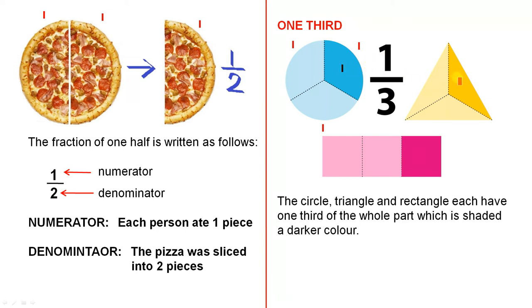The same for the triangle. We're considering this dark section, and the triangle has been divided into 3 equal parts. The same for the rectangle. We're considering this part here, and the rectangle has been divided into 3 equal parts. So the circle, triangle and rectangle each have 1/3 of the whole part, which is shaded a darker colour.